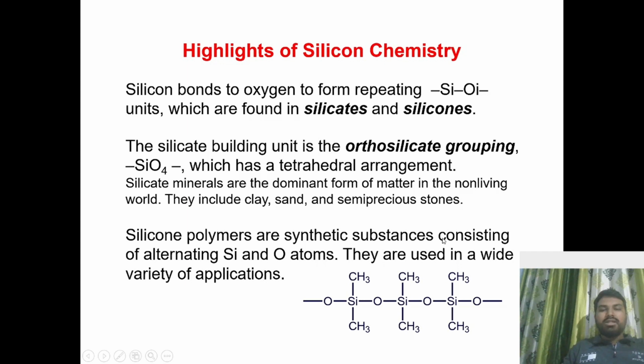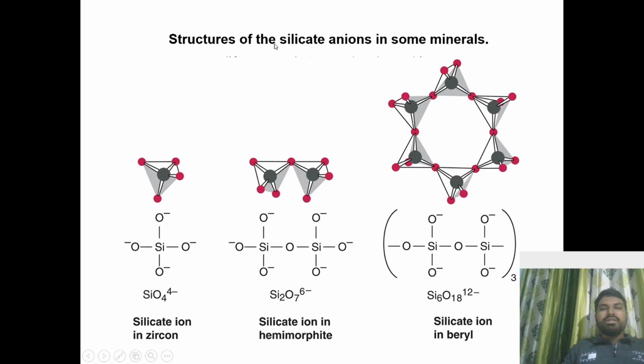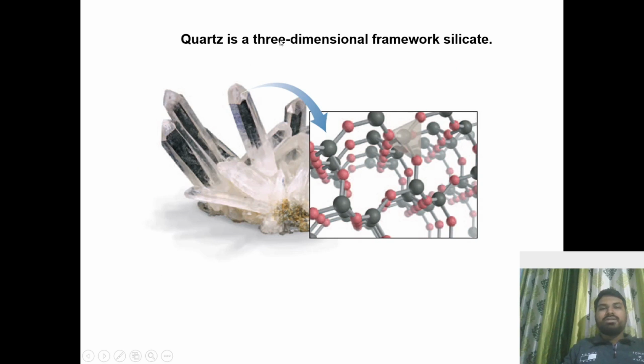Silicones are polymers, synthetic substances consisting of alternating silicon and oxygen atoms. They are used in a wide variety of applications. These are the structures of the silicate anions in some minerals. Okay, silicate ion in zircon, silicate ion in hemimorphite, and silicate ion in beryl. Now this, quartz, is a three-dimensional framework silicate.